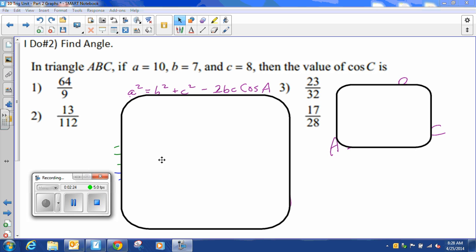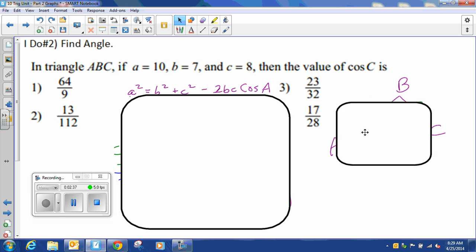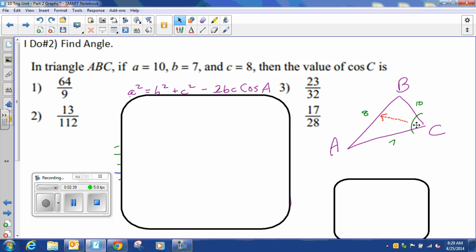In this example, we're going to find the angle. In triangle ABC, A equals 10, B equals 7, and C equals 8. Find the value of cosine C. All right, so here's the triangle. Here is C, the vertex, and the angle C, and I've just drawn an arrow pointing across to show that 8 will go on the outside, right? We'll start the equation off. And cosine C will be what we're seeking at the end here.